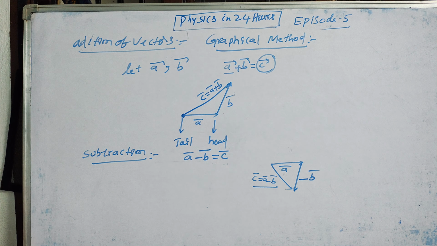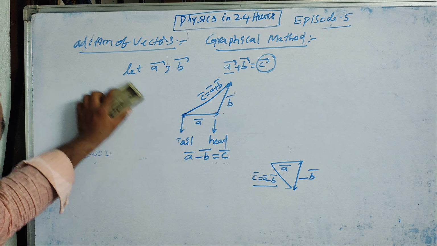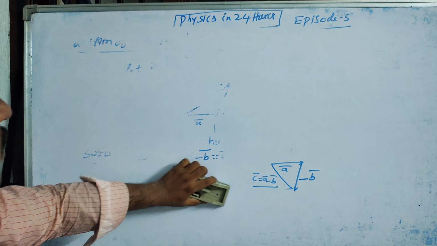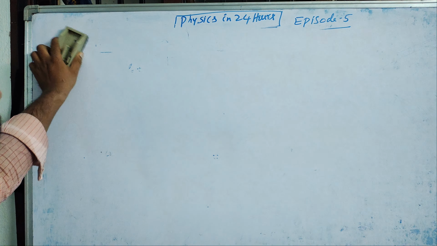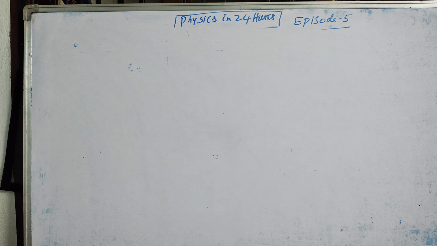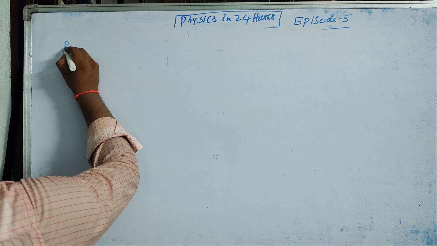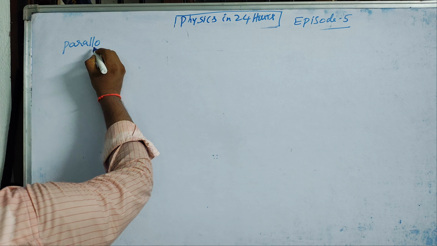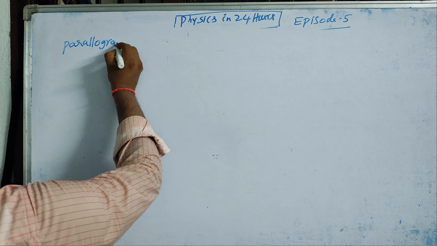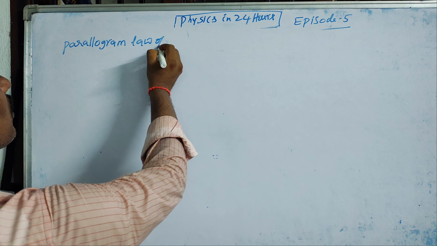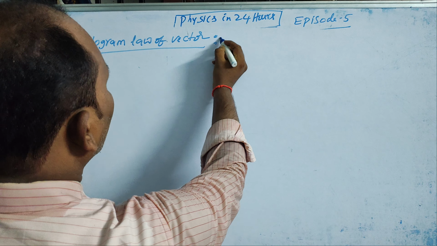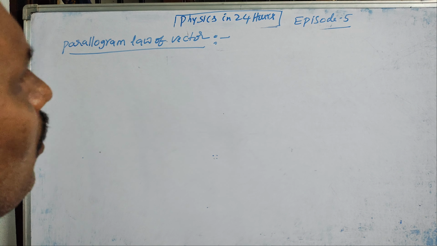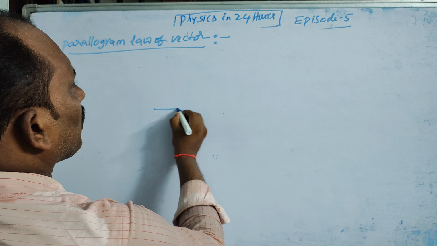I hope you people understood. So this is the way we have to do vector addition. Next one, a very important one, parallelogram law of vector. So this is very important while doing problems in physics. Very important one.